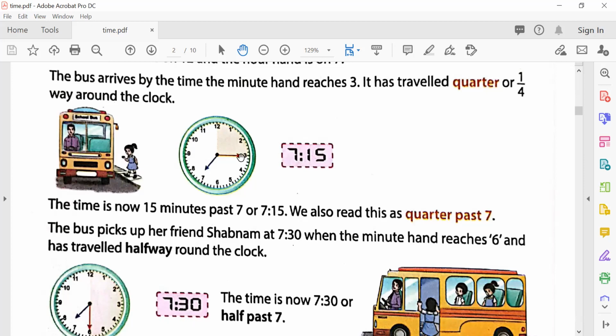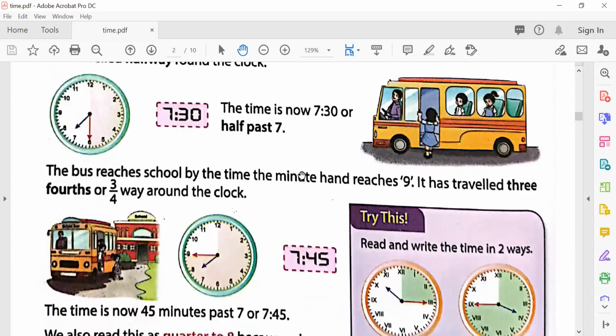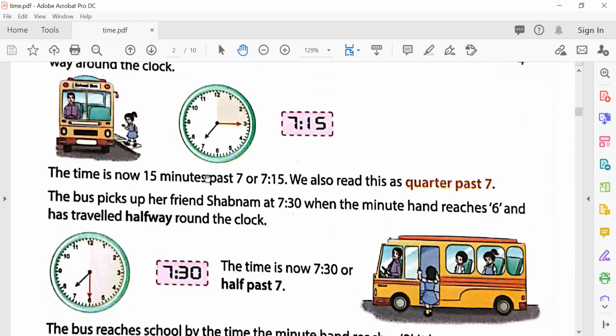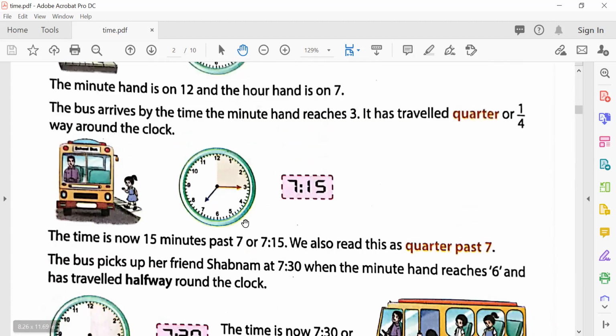How do we read this? Quarter past 7 means half past 7? Not half past. Half past will be on 6, and quarter means 1/4, so quarter will be on 3. Do you understand it? Quarter means 15 minutes have passed. So the time now is 7:15, or quarter past 7.